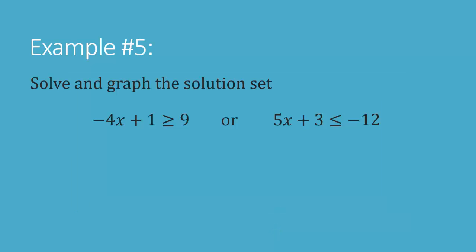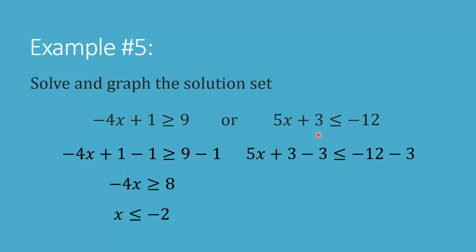Now we're going to look at another OR equation. This one's a little bit more interesting. So we're going to look at solving the graph of negative 4x plus 1 greater than or equal to 9, or 5x plus 3 is less than or equal to negative 12. So we simplify the left equation, moving the 1 over and then dividing by negative 4, which again, because we divided by negative, we flip the sign. And so we get x is less than or equal to negative 2.